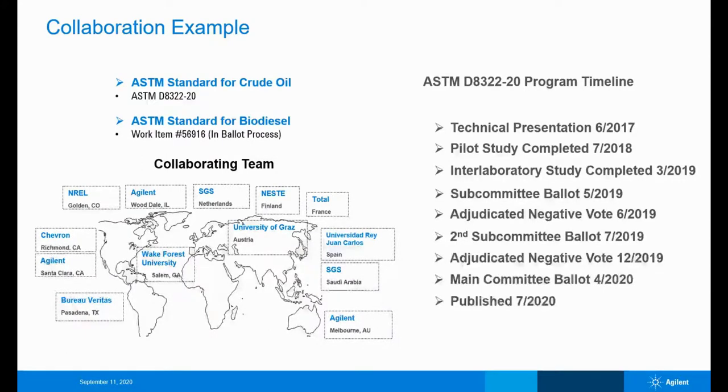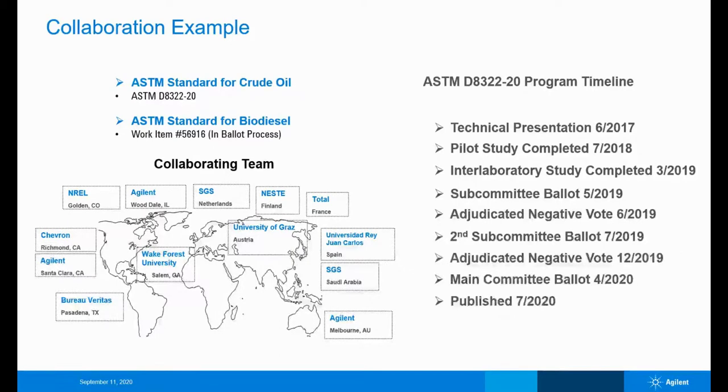Then the main committee ballot produced no negative votes. There was one item that was resolved, and the standard D8322 was published in July of this year. So that's an example of a collaboration of two standards performed by the same collaborating team using the same instrument platform.